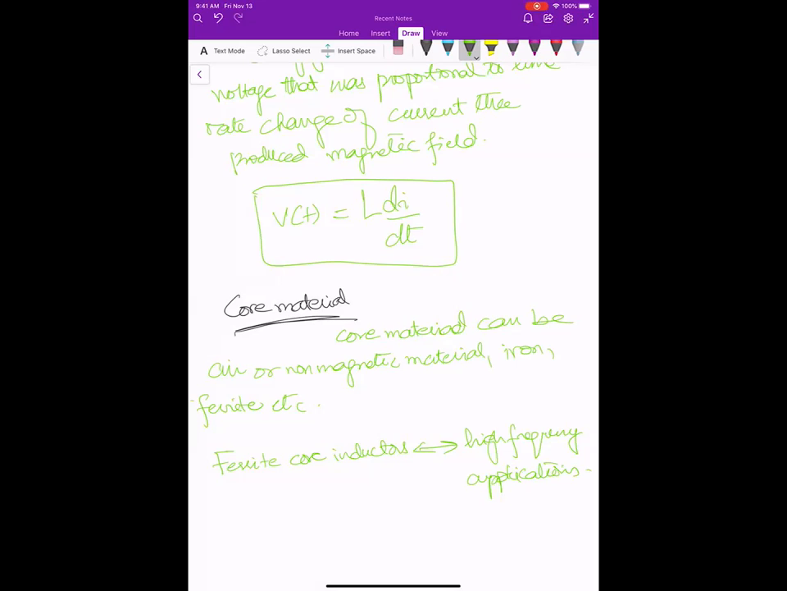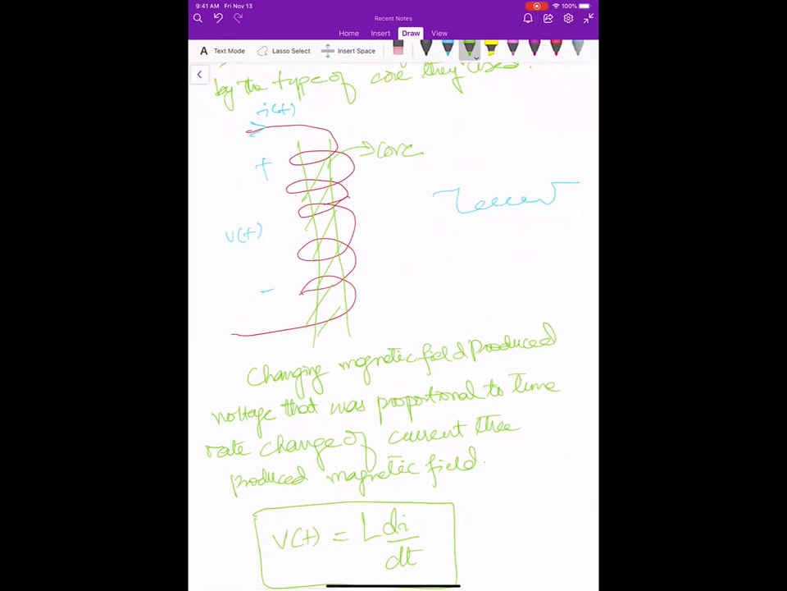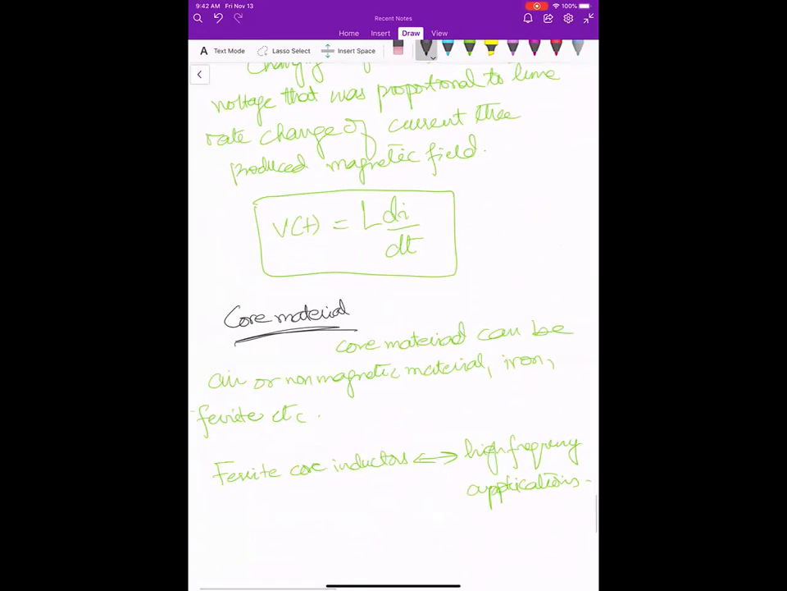And if we talk about the magnetic lines of the inductor, they are something like that. That's the magnetic field across the inductor we can see.